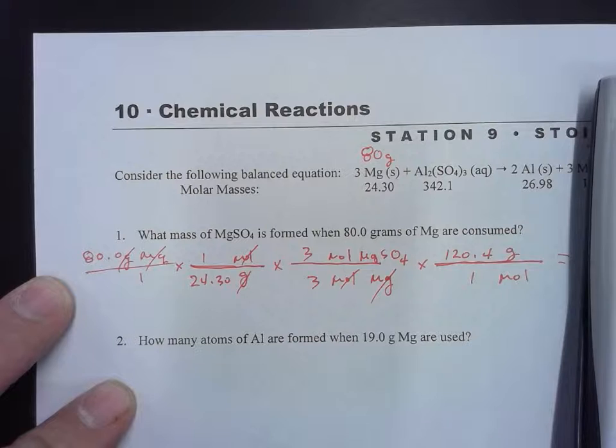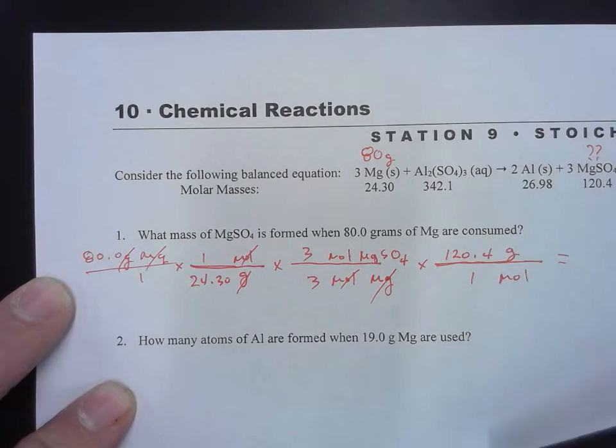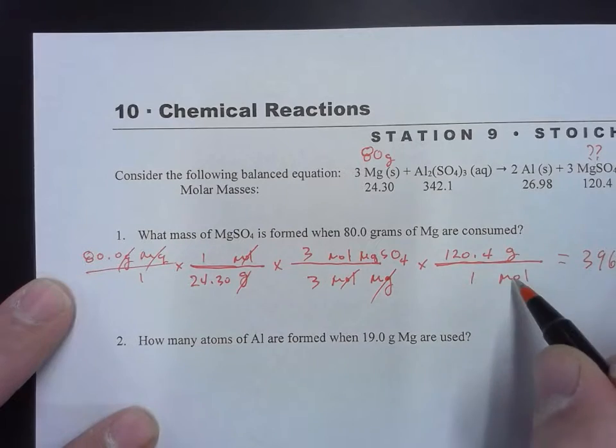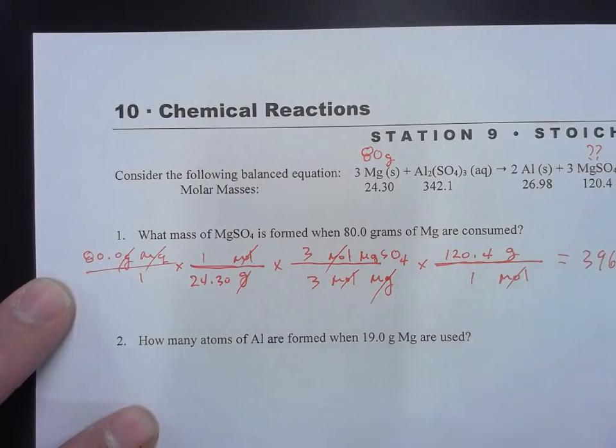80 times 1 over 24.3 times 1. 3 over 3 is just 1 times 120.4 equals 396.37. We'll just call it 396 grams. Okay, cancel that out too. Grams of MgSO4.